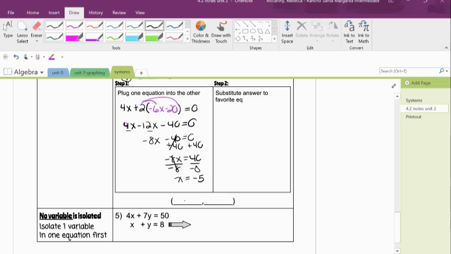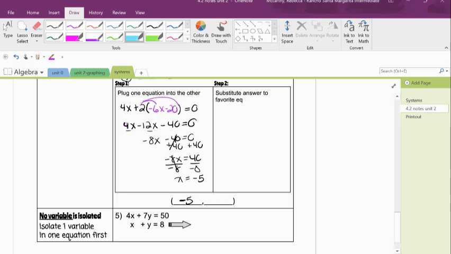Now, I found my x answer. So now I'm going to need to find my y answer. Okay, I need to find this. So now I'm going to, where's my undo? No undo. Here it is.